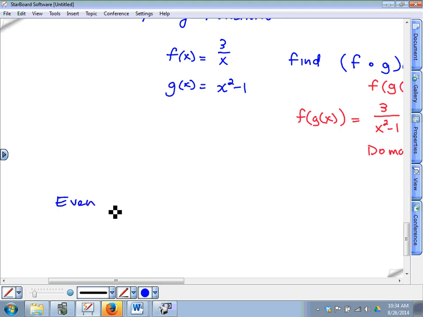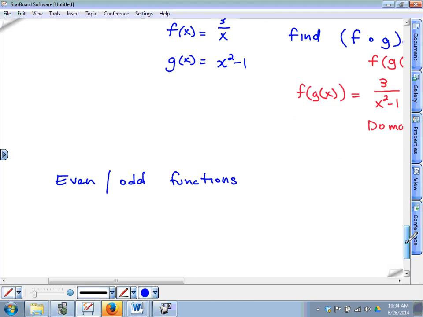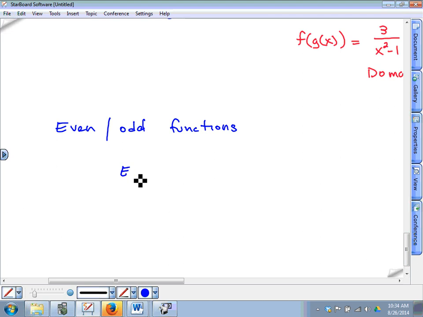Even versus odd functions. All you really need to know is the definition. An even function has y-axis symmetry.